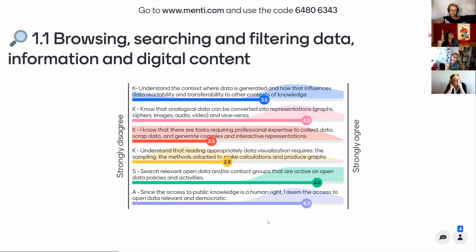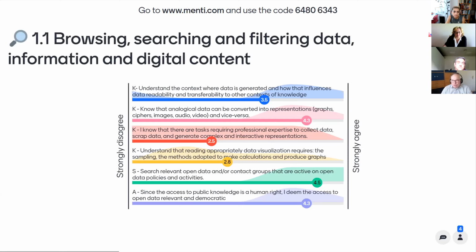And there is more agreement on searching relevant open data and contacting groups that are active on open data policies and activities. And through this exercise, what we can build is a stronger base to select the relevant statements for the DIGCOMP, and this is the exercise. So since you have the presentation, I'm going to pass to Leo, please, if you want to make your comment, I see it in the chat.